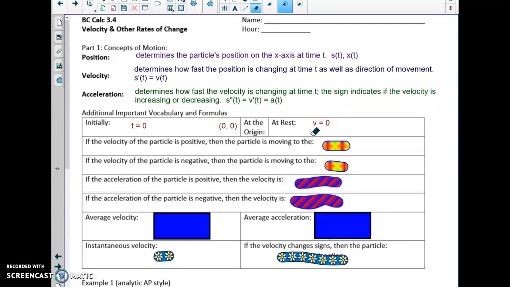If the velocity of the particle is positive, we know the particle is moving to the right. And if the velocity of the particle is negative, then we know that the particle is moving to the left. If the acceleration of the particle is positive, then the velocity is increasing. And if the acceleration of the particle is negative, then the velocity is decreasing.